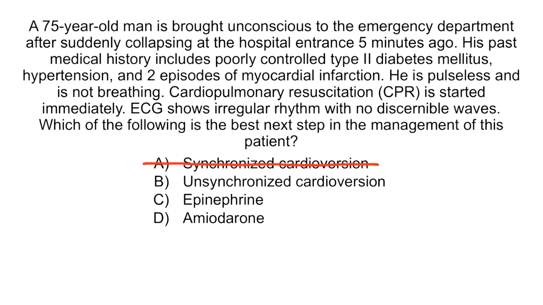In contrast, the patient with ventricular fibrillation has no discernible QRS complexes on ECG. Option C is incorrect because epinephrine is given to the patient with ventricular fibrillation after second cycle of unsynchronized cardioversion. Option D is incorrect because amiodarone is given to the patient with ventricular fibrillation after third cycle of unsynchronized cardioversion. And that concludes our lecture on tachyarrhythmias.